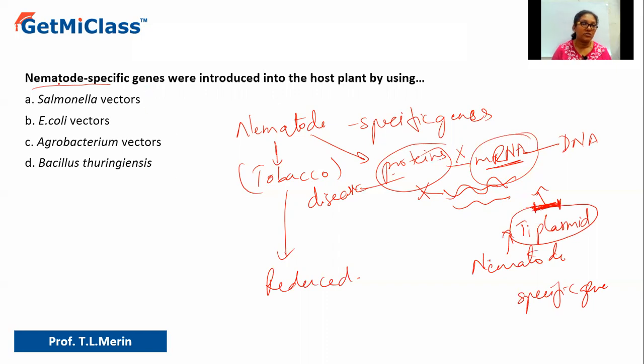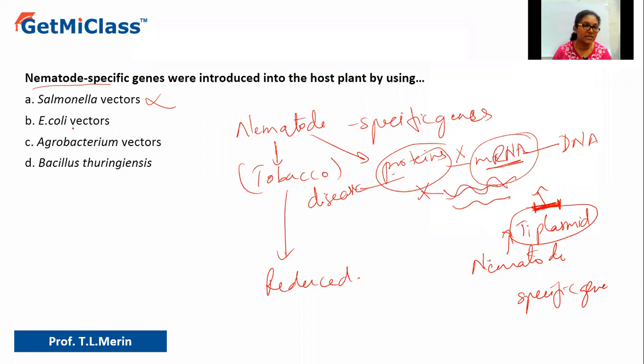So let us see. Nematode-specific genes were introduced into the host by using Salmonella vectors. No. What are Salmonella vectors used for? Of course, these Salmonella vectors are used for cloning specific types of genes, but they are not used to transfer the DNA into the host cell, here with respect to the tobacco plant. Hence it is ruled out.